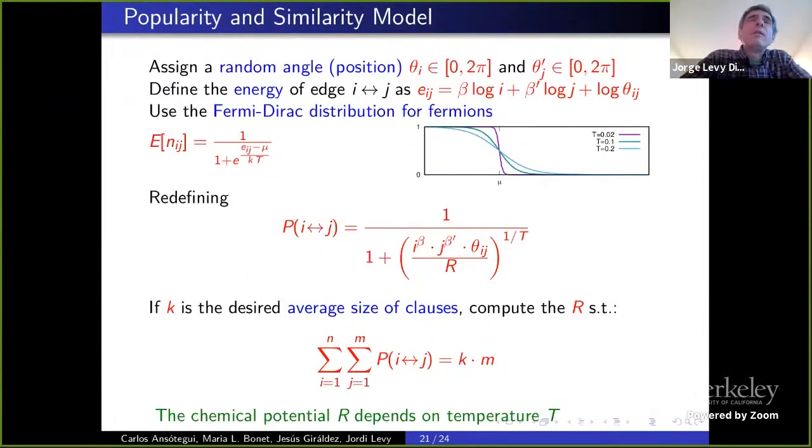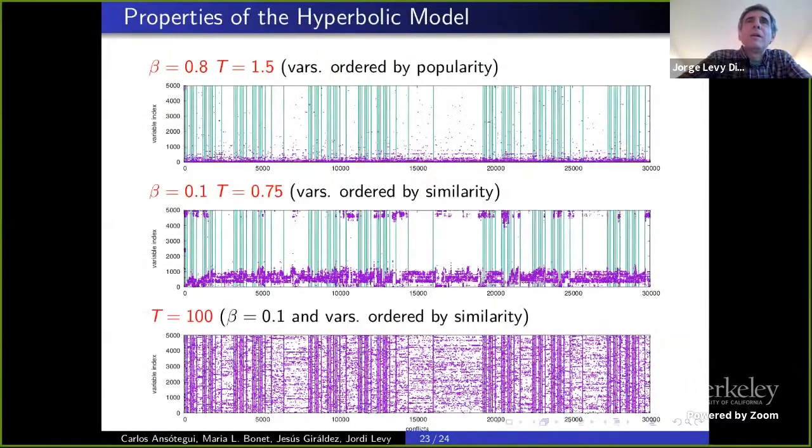Finally, we have described another way to generate random formulas that is called popularity and similarity. I will not go into the details of the model. I just want to explain that this model has two properties. On one side, there are variables that are more popular than the others. This means that these variables occur much more often than the others. And then this model also captures the notion of locality. So there are variables that are closer to each other than others.